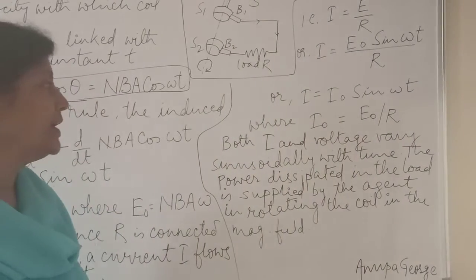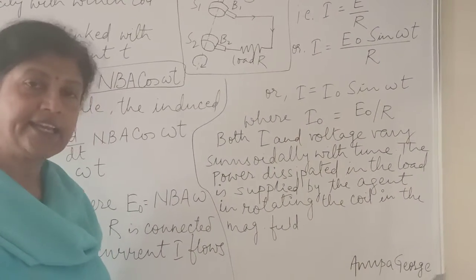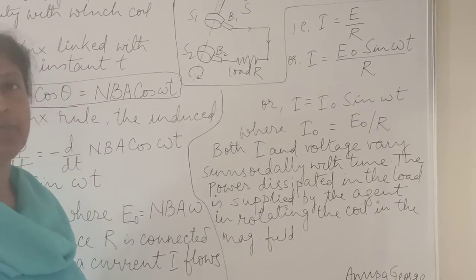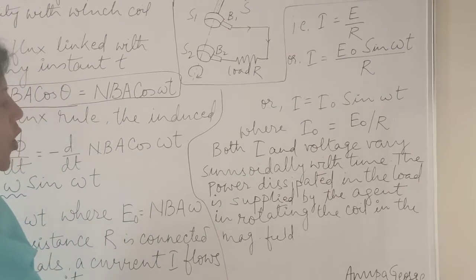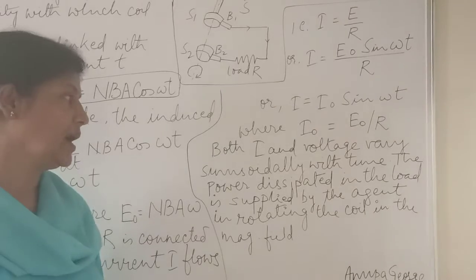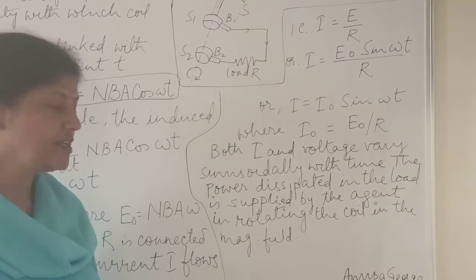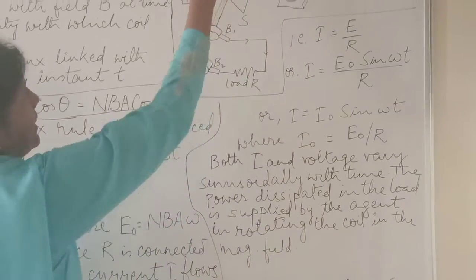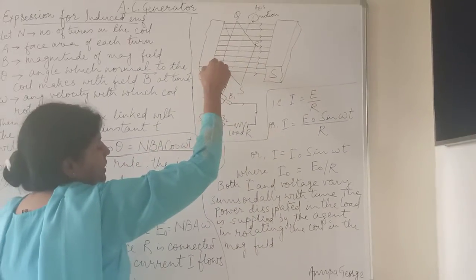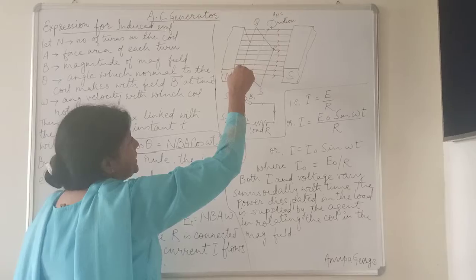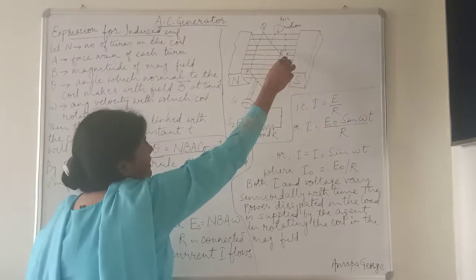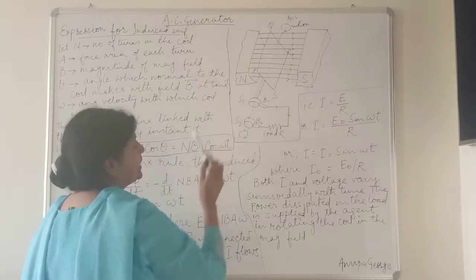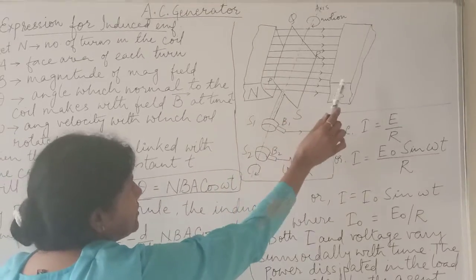Both current and voltage vary sinusoidally with time. The power dissipated on the load is supplied by the agent in rotating the coil, this rectangular coil, in the magnetic field.